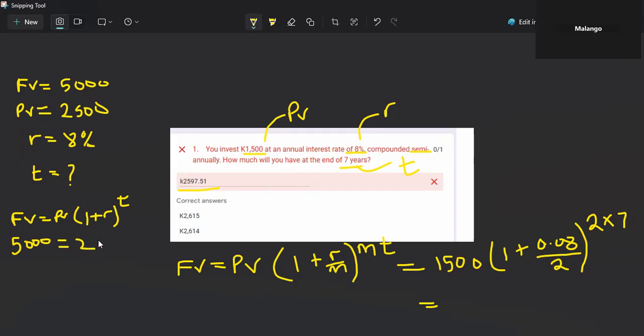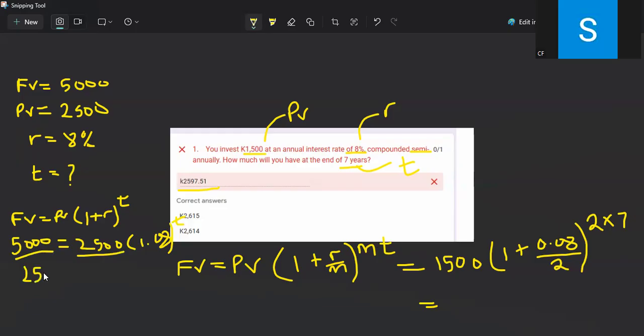8%. All right, so what are we going to put in there? 1.08. And the time, we don't know, so put t there. So from our grade 12, we divide both sides by 2,500. We're going to get 2 on the other side, right?